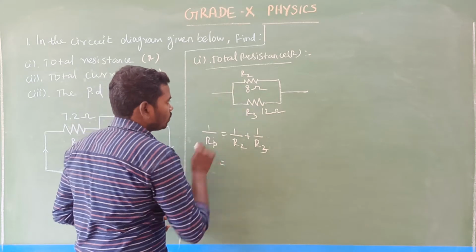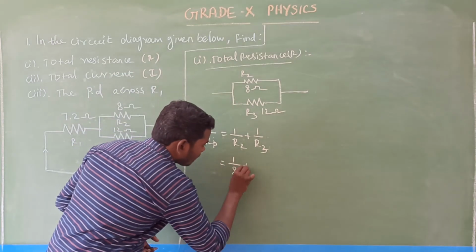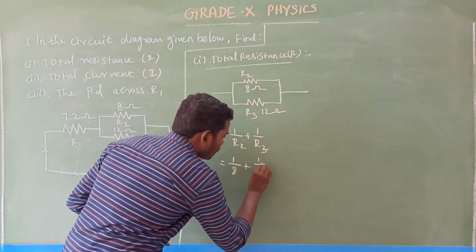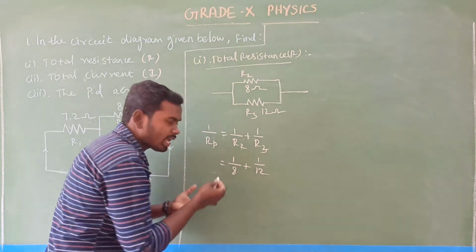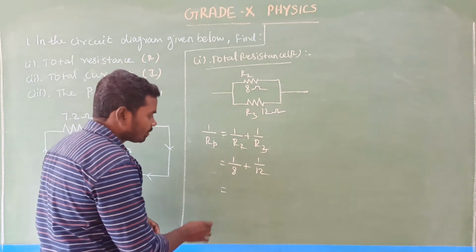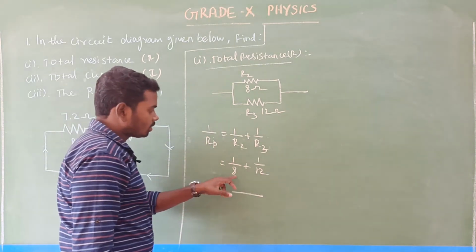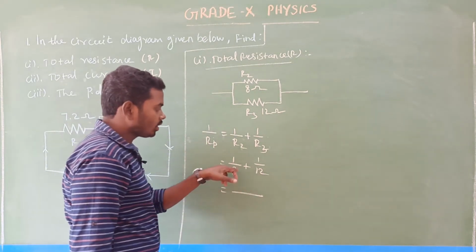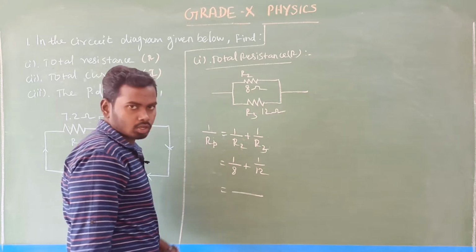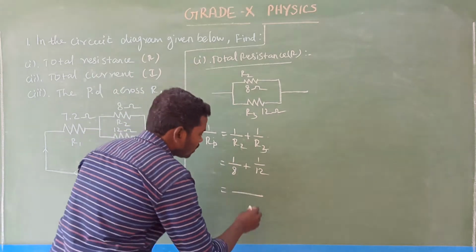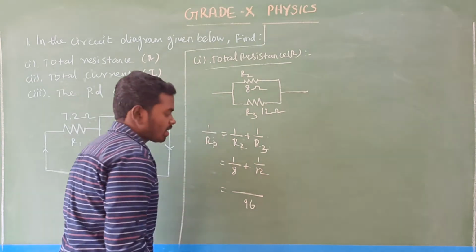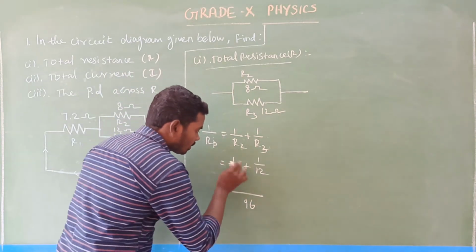So what is the R2 value? Yes, sir, 1 by 8, plus R3 value is 12, so 1 by 12. Now you take the LCM. Multiply the denominators: 12 into 8 is 96. And make a cross multiplication.